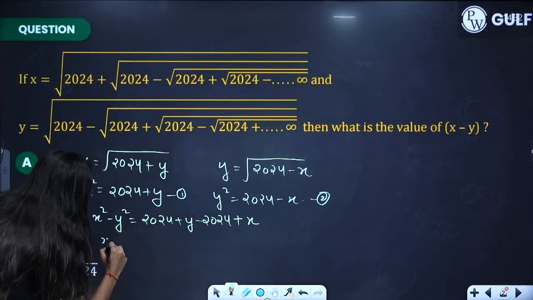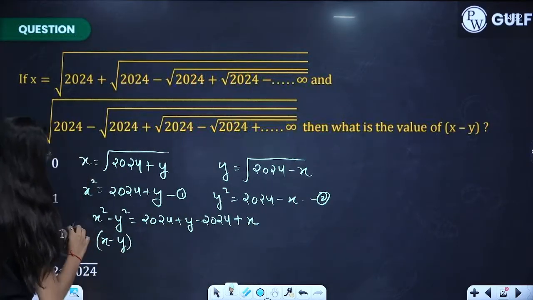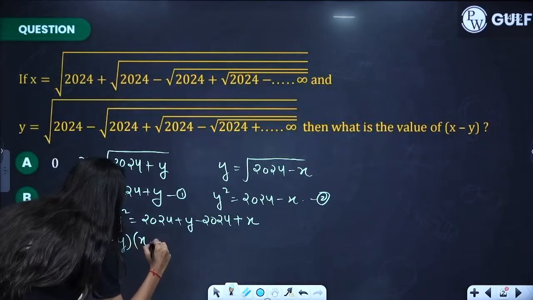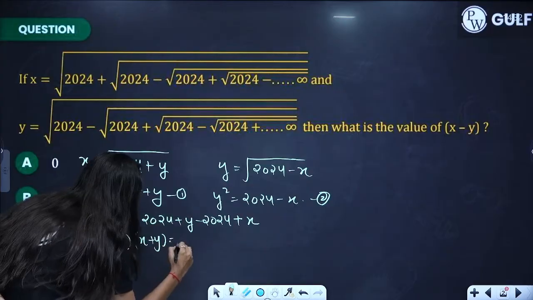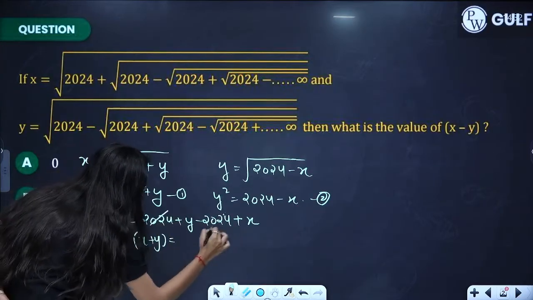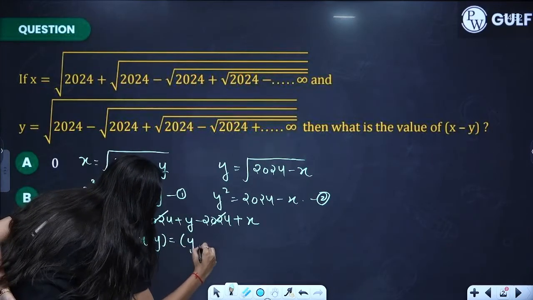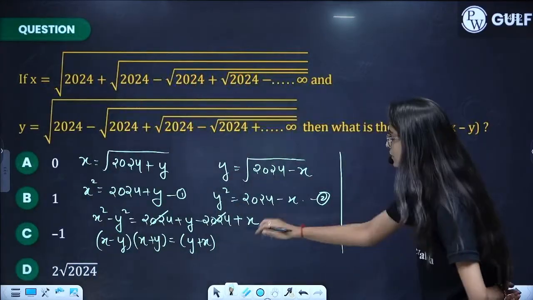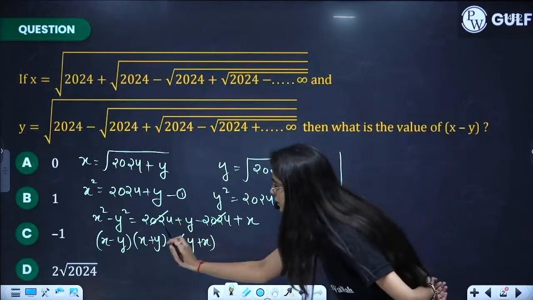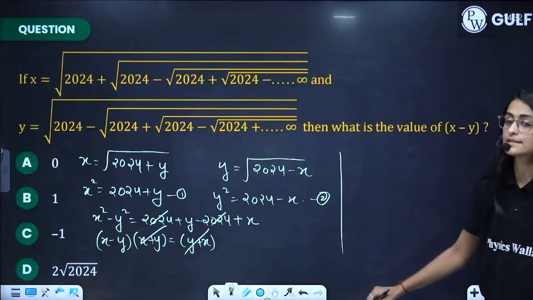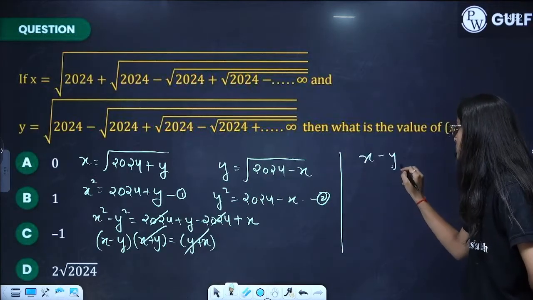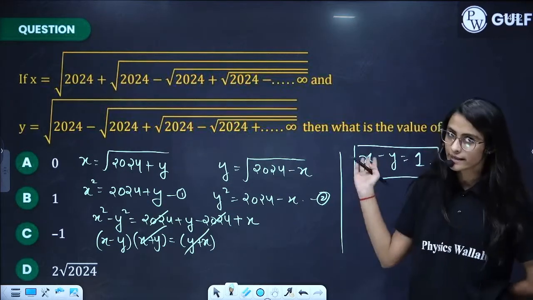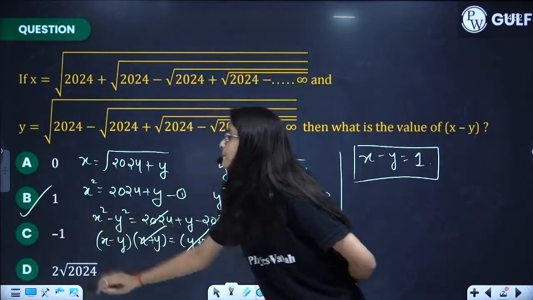You can rewrite x square minus y square using the identity as x minus y into x plus y. You'll get x minus y into x plus y equals, 2024 gets cancelled out, positive and negative term. You will be remaining with x plus y or y plus x, it's commutative. Later on you can cancel this out from both sides. Therefore, x minus y equals 1. Hence, your desired outcome is option B.